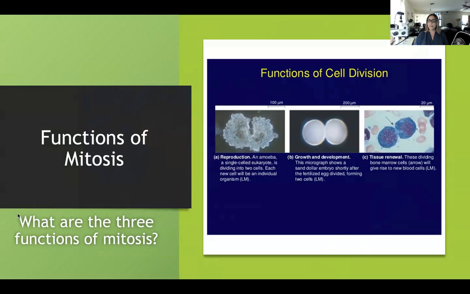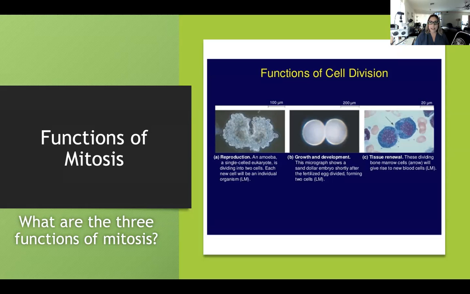Now, this slide is showing you the functions of mitosis. So first of all, mitosis is cellular reproduction. But that is kind of like a generic function. So it leads to cellular reproduction, but this cellular reproduction serves three different purposes.